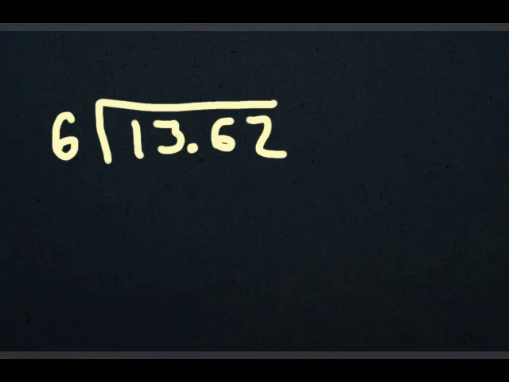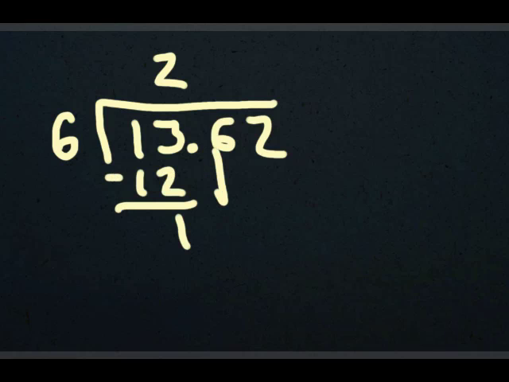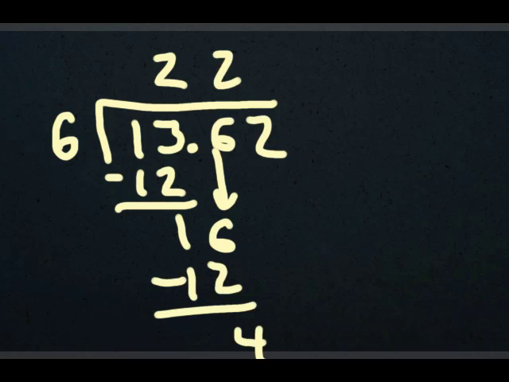Ding! Right? So we take our 6 into 13 because it won't go into 1. We take it into 13, goes twice. We subtract, drop the 6, goes in twice again. Goes into 42 7 times. And then our decimal goes straight up, right? So 2.27. That's yesterday's lesson.